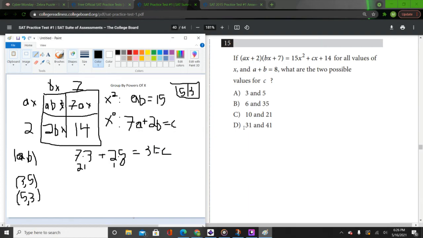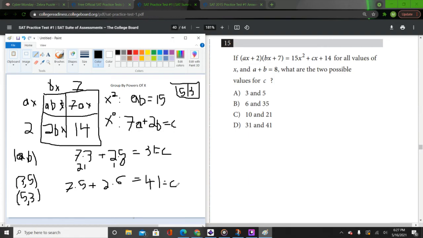And we would probably check it again by putting in the other values. So 7 times 5 plus 6 times 3, sorry, 2 times 3, which is 6, is equal to 41. And that is in fact true. 41, which equals C. And that is our answer.